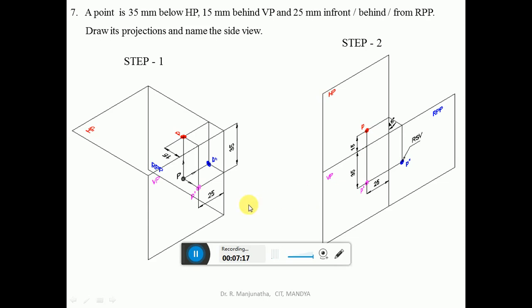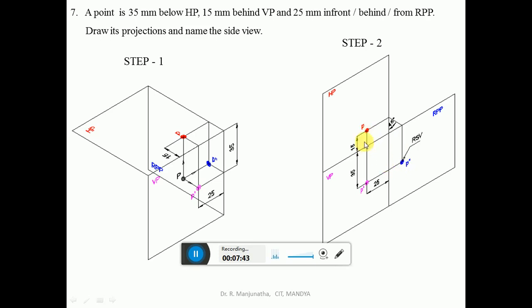Then in the profile view, we can see the distances of both the front view as well as the top view. The front view distance of below HP of 35 mm, you are projecting directly onto the profile view. So P dash will be there. On that line only we are going to get the P double dash. So we have just got this line, which is below HP by 35 mm.